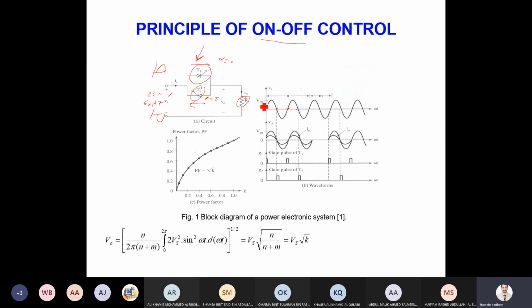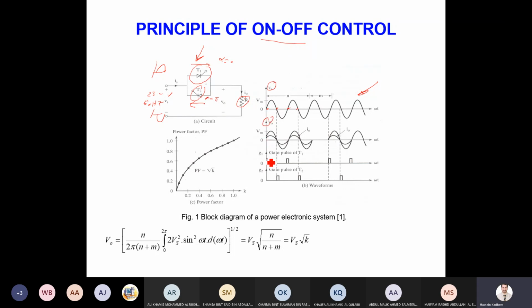Okay, what is the point? We will not switch them for the whole time. No, for some cycles they will be switched, and for some cycles they will be off. Let me show you here. This is my input, and this is my output.